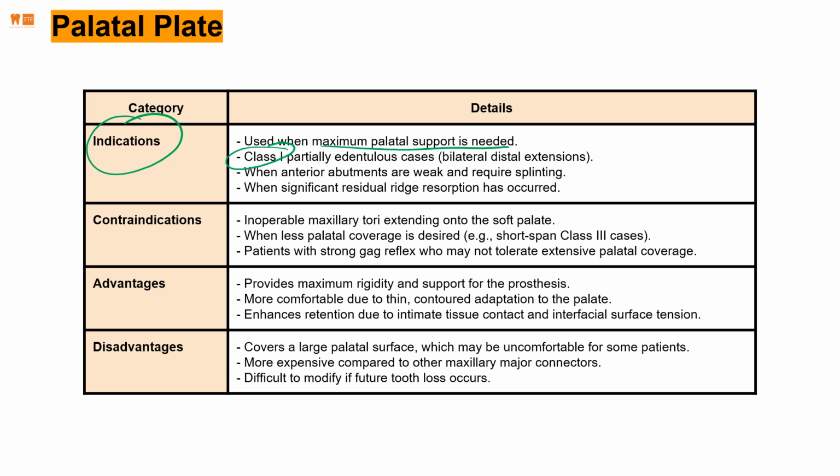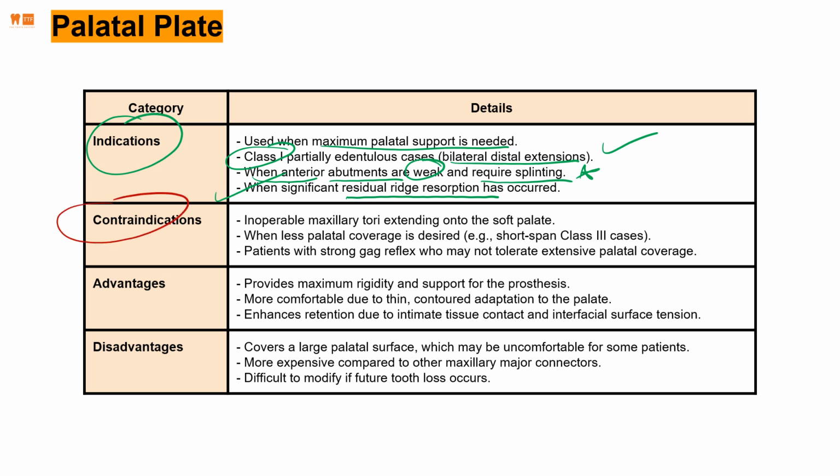Class 1, which is bilateral distal extension cases, when anterior abutments are weak and require splinting, as we saw in the second picture on the right in the previous slide, and when significant residual ridge resorption has occurred. So we need more PDL support.